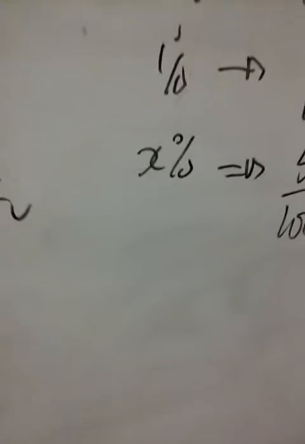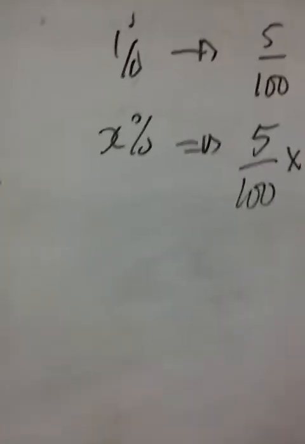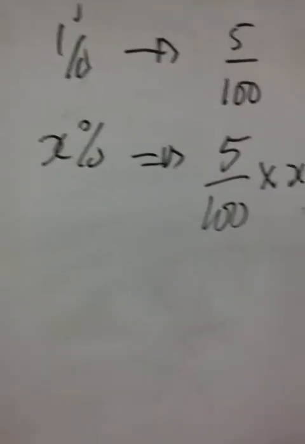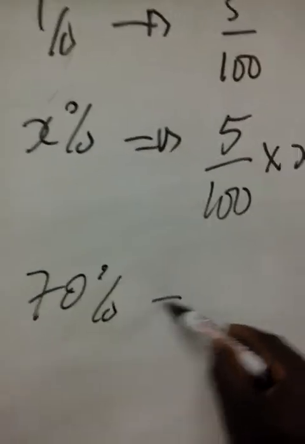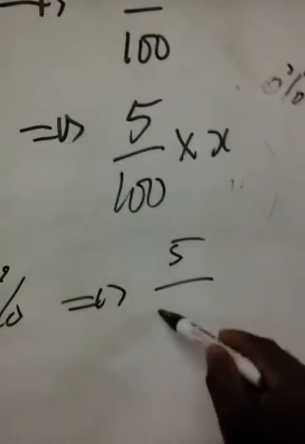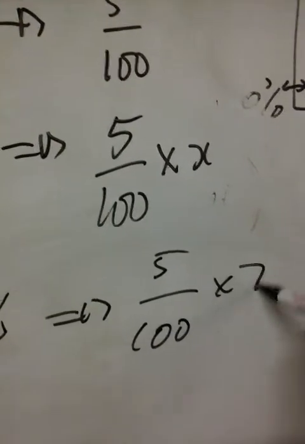Let's say what will the signal output from the sensor be when the level is at 70%? That means 70% level will be 5 over 100 multiplied by 70.